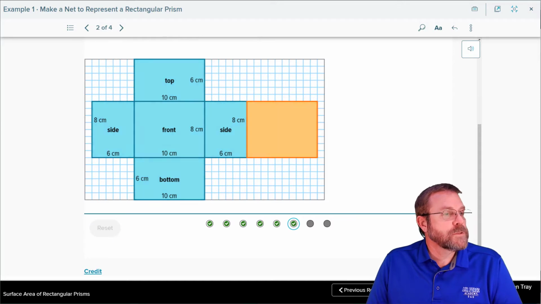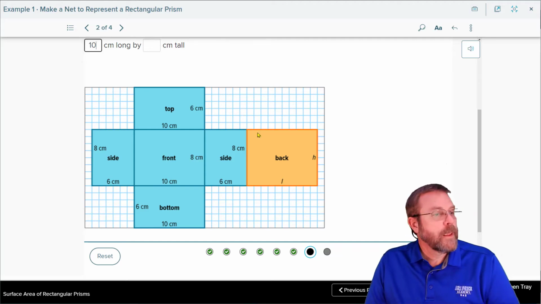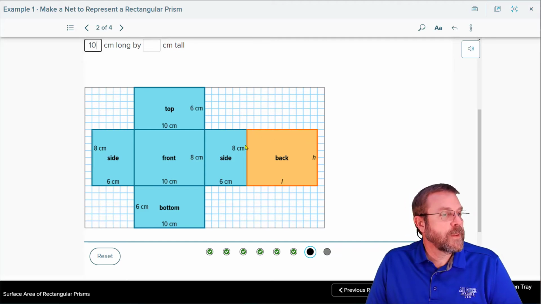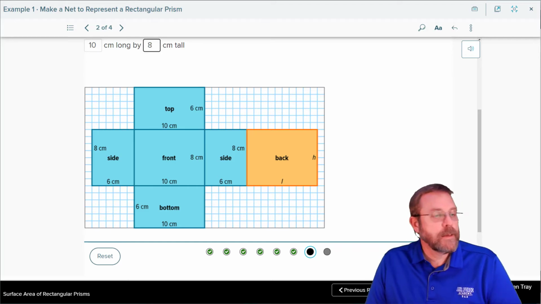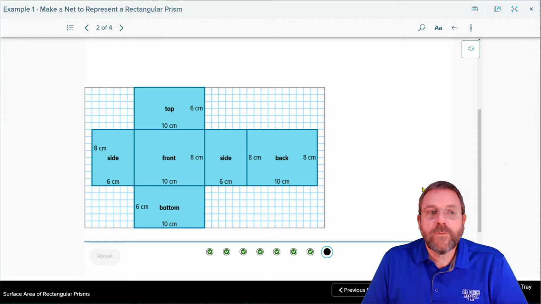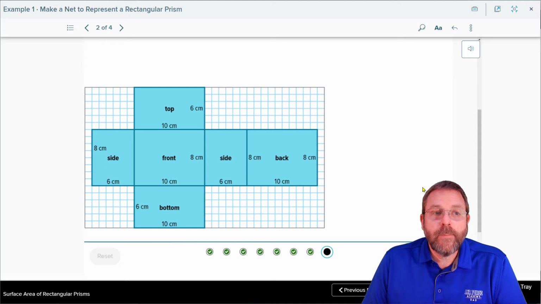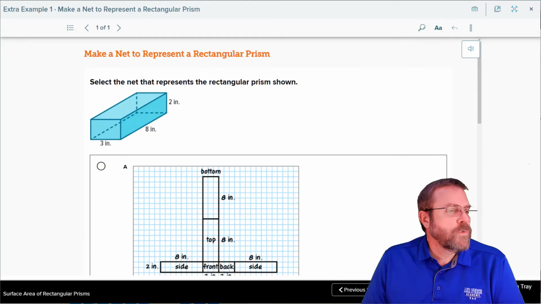And what are the dimensions of the back of that box going to be? Well, the length is going to be the same here, which is going to be 10. And the height is the same here, which is going to match that, which is going to be 8. And it checks again. So right there, we've made ourselves a net of that rectangular prism and labeled all the side lengths. You have to label your side lengths on the net as you're making it. You can't just draw the box.